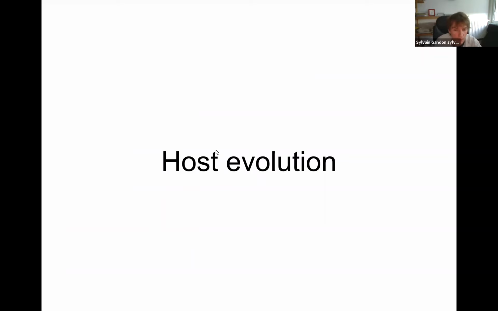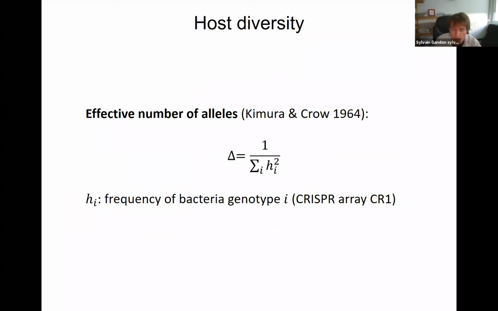So we looked at the host evolution, and we wanted to look at the diversity of the CRISPR immunity on the CRISPR1 locus. There are different measures of diversity. Here I'm just going to show what we obtain when we look at the effective number of alleles, which is a classical way to measure diversity, and it depends both on the number of genotypes and the frequency of the different genotypes.